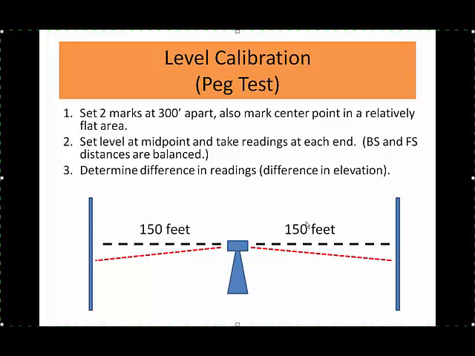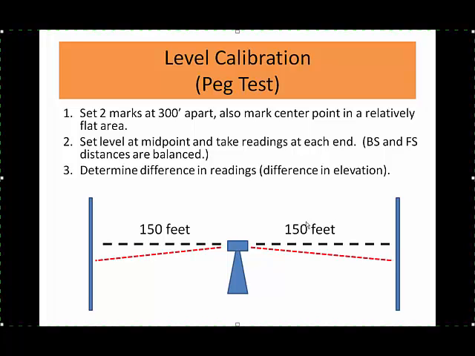With the instrument there, you should be midway between those points. So in my illustration, I'm showing that it's 150 feet from one rod to the instrument and 150 feet from the instrument to the other rod. If I take the readings in this condition, I say that the backsite and foresight distances are balanced. That is, they balance each other. The difference in the rod readings will give me the difference in the elevation.